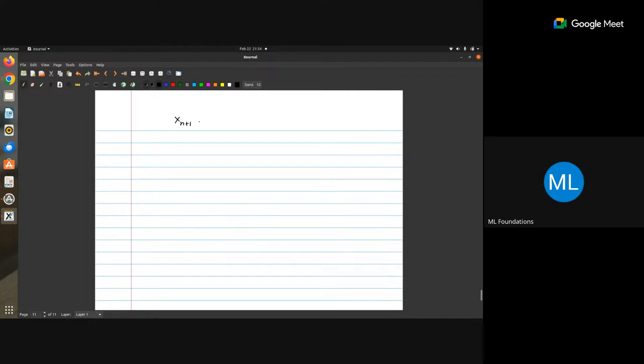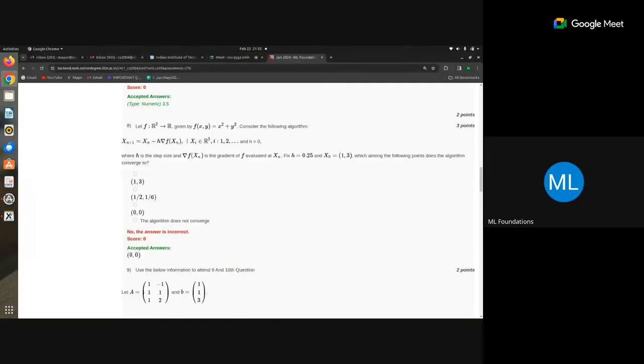What is it? x(n+1) equals x(n) minus 0.25 times del f of x(n). Here 0.25 is h, the step size, and it is constant. What is this? It's a vector, right? All three are vectors, and this is actually a two-dimensional vector. Which among the following points does the algorithm converge to?